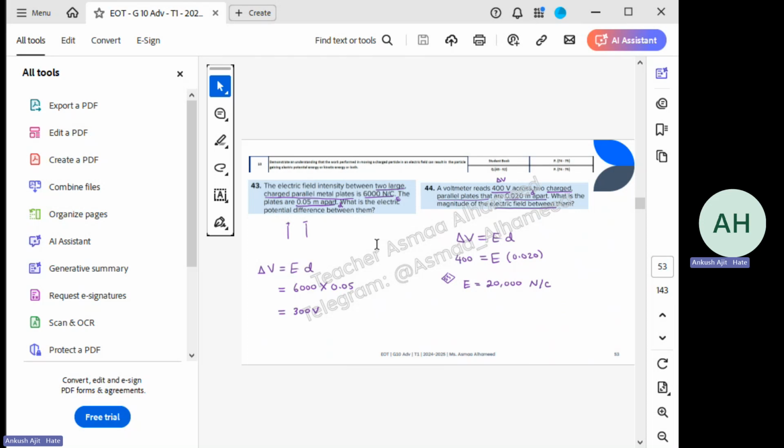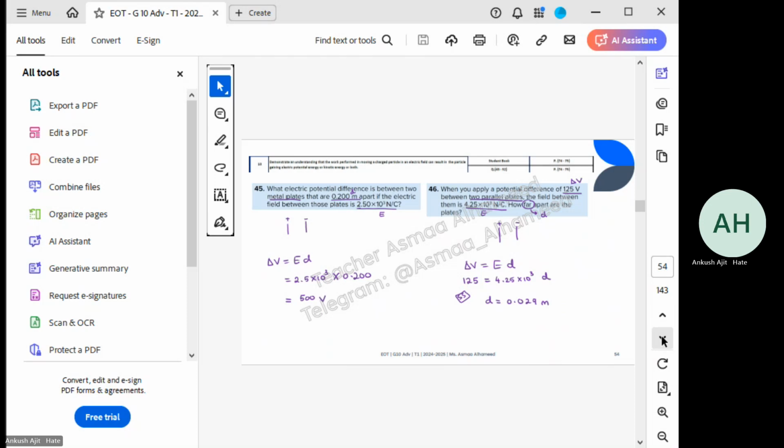Okay. A voltmeter reads 400 volt across two charged parallel plates that are 0.02 meters apart. What is the magnitude of the electric field between them? Okay, V equals to ED. So 400 equals to E into 0.02. E will be 20,000. Next, what is the electric potential difference between the metal plates? So here basically, one thing will be given and one unknown you just have to find.